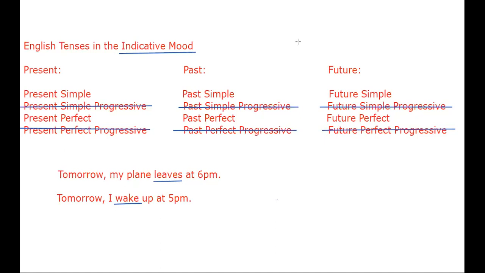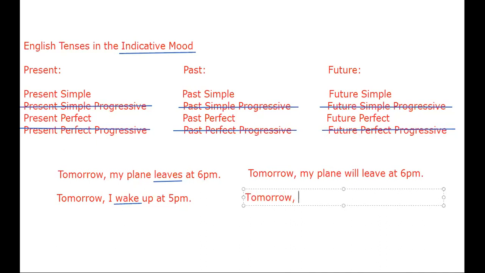Okay, so that's a good point to bring up. But here, let me bring those back. I forgot to mention something. So, see, here's the thing. You can actually use the simple future, or future simple, in these events. For these events, you could say tomorrow my plane will leave at 6 p.m. You could say that. That would be just as valid. But see here, it's actually more common to use the present tense, the simple present. It's actually more common to do it that way.